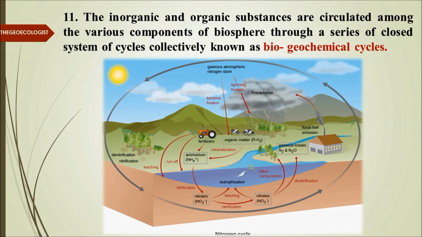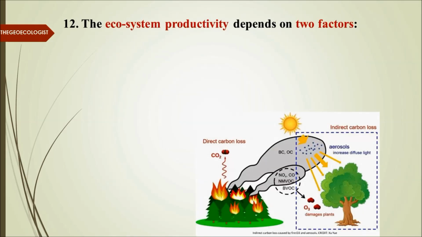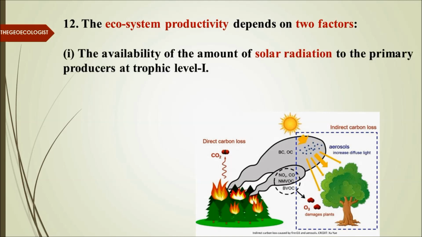The system is maintained, okay? The components are running. Inorganic and organic components are circulated in the entire system. It doesn't remain static. That's why it makes it dynamic. The ecosystem productivity. Now another important point. So productivity is dependent upon two factors. The first is the availability of amount of solar radiation. Again, we go back to the basic principle.